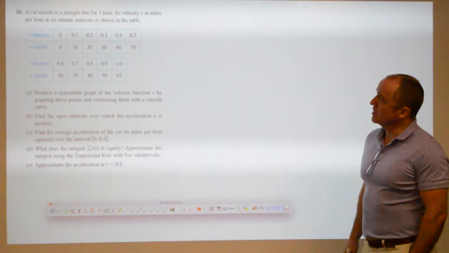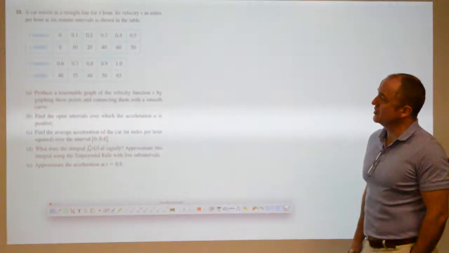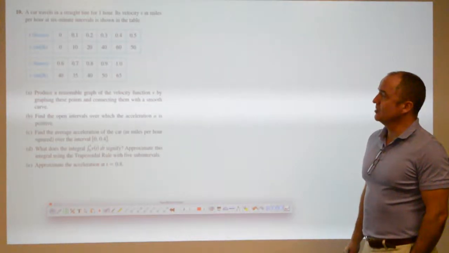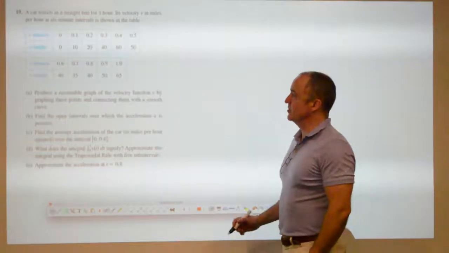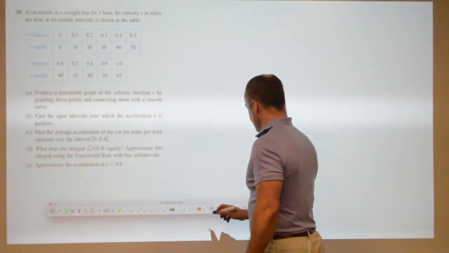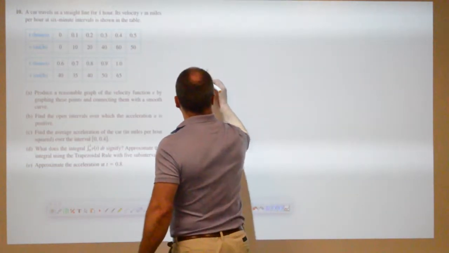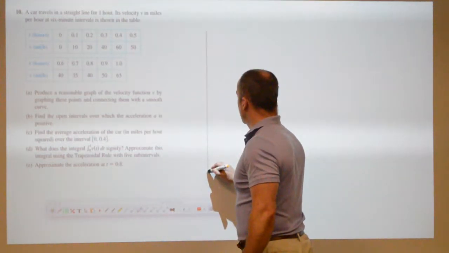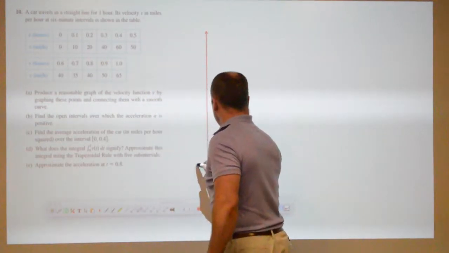So a car travels in a straight line for 1 hour. Its velocity v in miles per hour at 6-minute intervals is shown in the table. A, provide a reasonable graph of the velocity function v by graphing these points and connecting them with a smooth curve. I don't know if I like the smooth curve part. I'm just going to do a quick sketch. You don't have to be super precise with this.